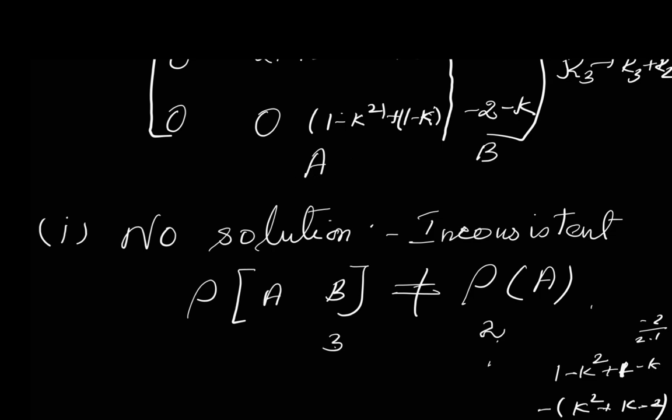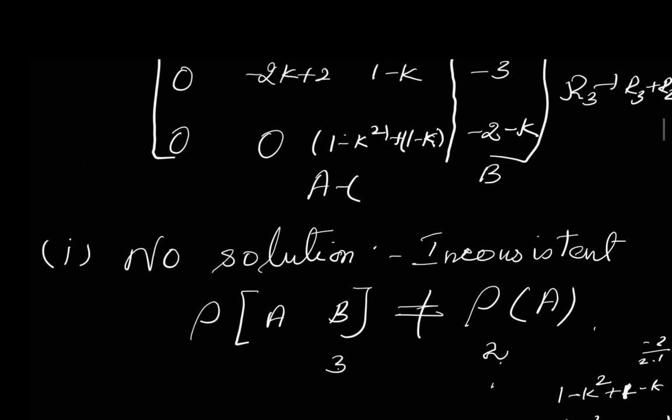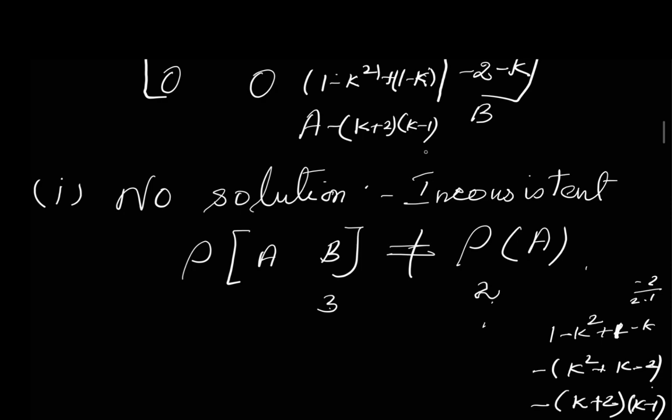Here you can cancel this 0. On simplification I am getting minus k plus 2 and k minus 1. So this term must be 0. When they become 0, I substitute, let me take k as 1. So k as 1 means the whole term becomes 0.